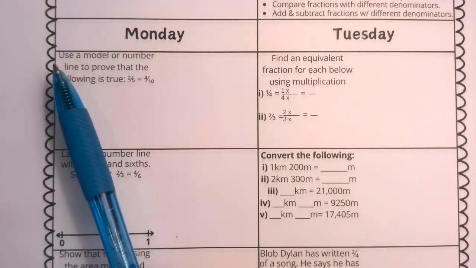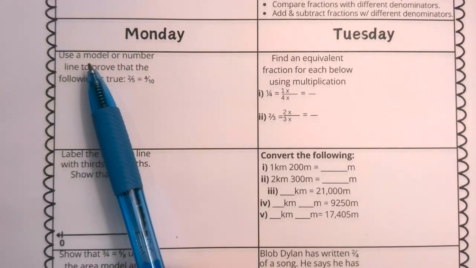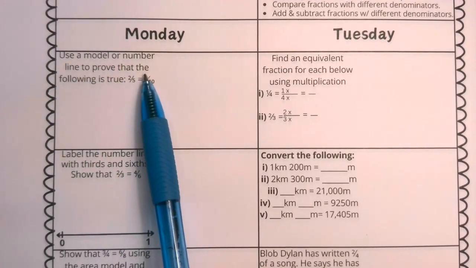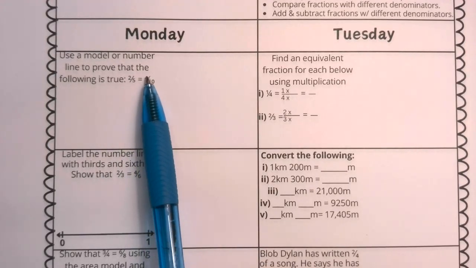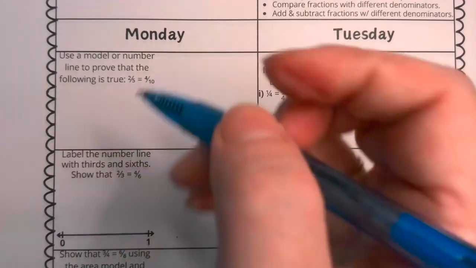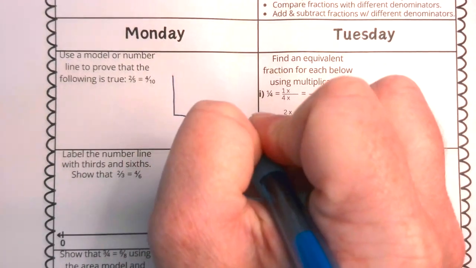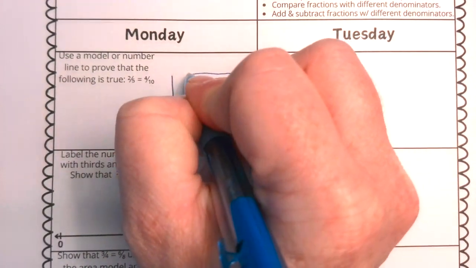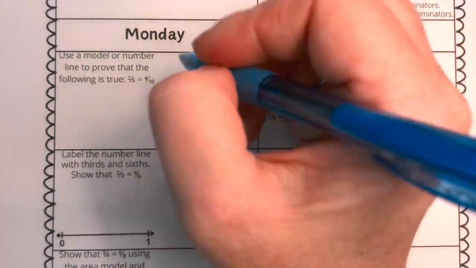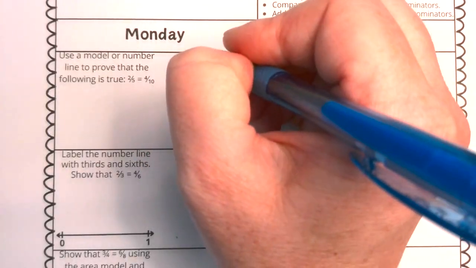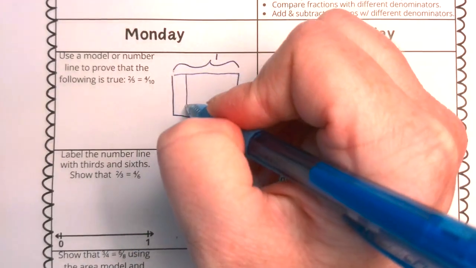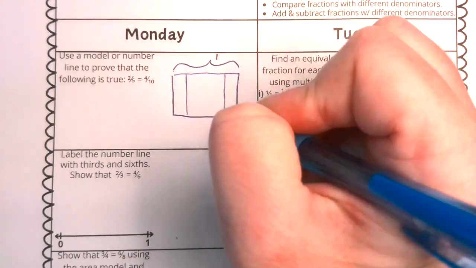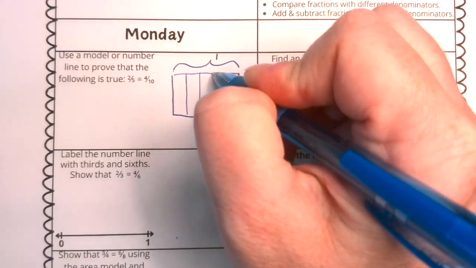So we're starting here with thinking about using a model or a number line to prove the following is true. 2/5 does equal 4/10. So how could we show this? Well, right away, my mind goes to thinking about a model, right? If this entire model is equal to one whole, could I start with showing 2/5? Certainly I could. Let me separate this into 5 columns.